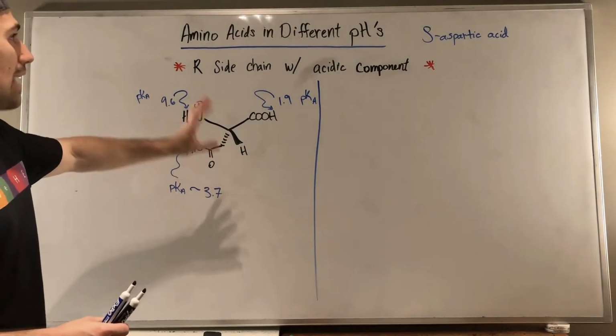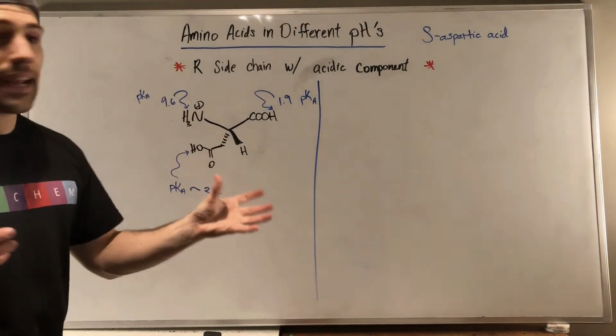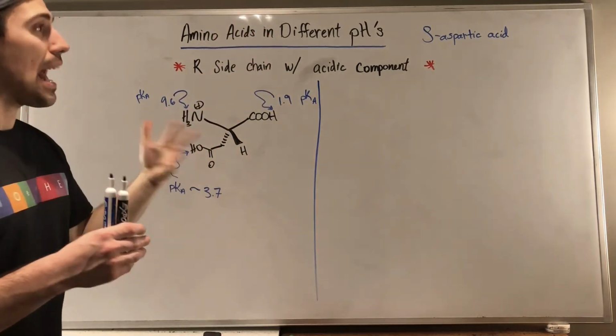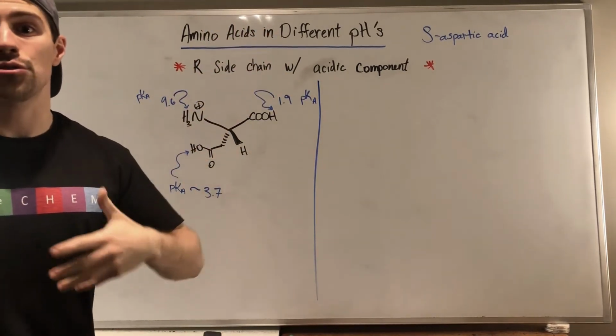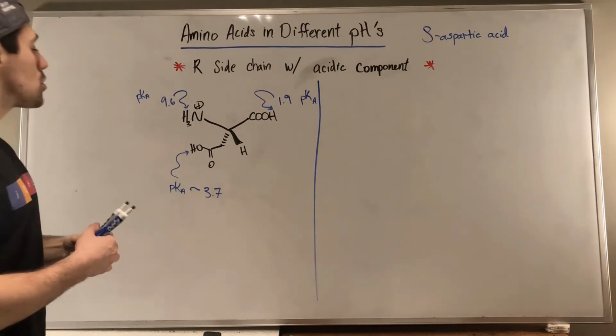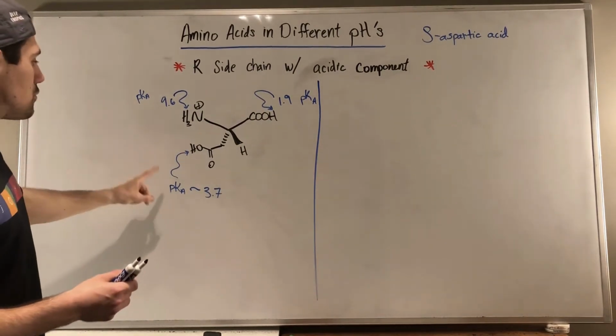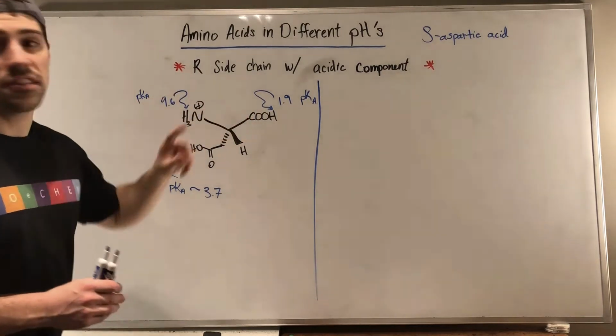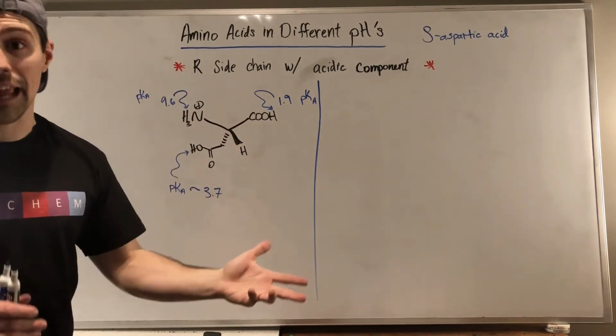The amino acid we're going to look at now is aspartic acid. As the name suggests, we have an extra bit of acid in our side chain, in our R group. So what I've done so far is identify the protons that we're looking at, and I've labeled their pKa values.